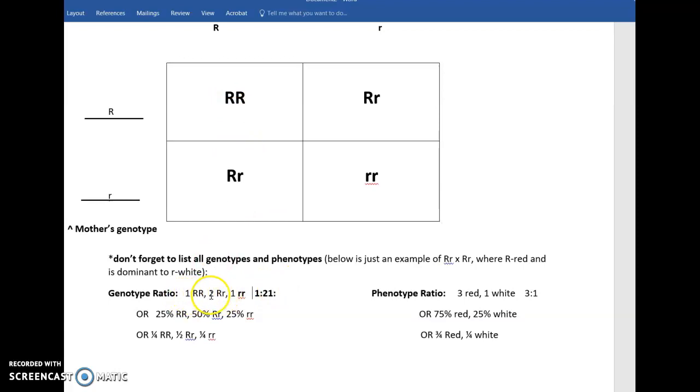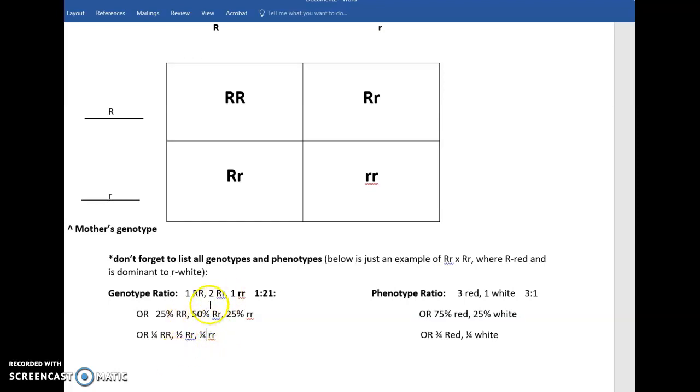So 1 homozygous dominant, 2 heterozygous, and 1 homozygous recessive. Or you could write it as a percent. So out of 4, this is out of 100%, 25% are homozygous dominant, 50% are heterozygous, and 25% are homozygous recessive. You could also write the percent as a fraction. So out of 4, 1 out of 4 are homozygous dominant, 2 out of 4 or 1/2 are heterozygous, and 25% or 1/4 are homozygous recessive.